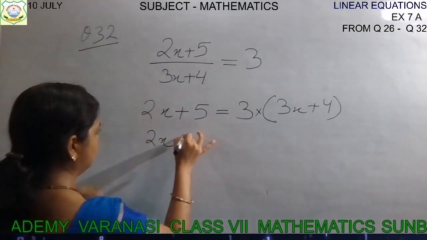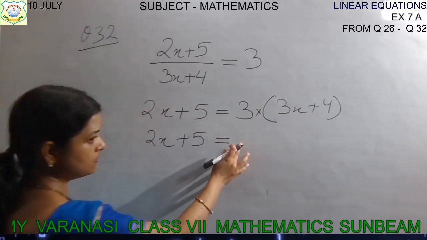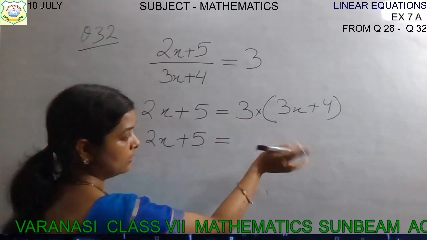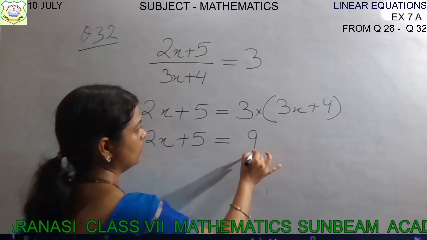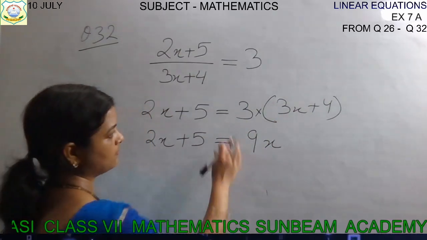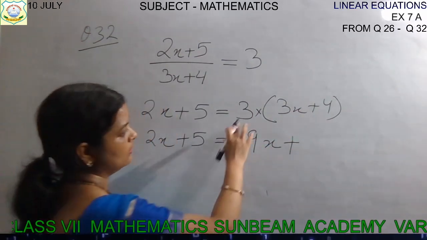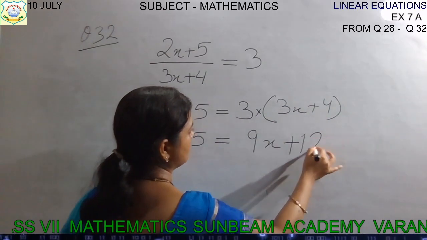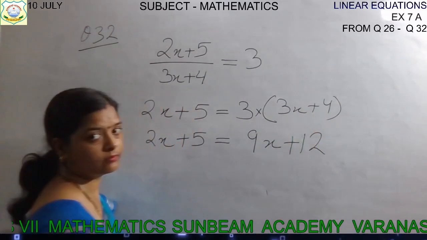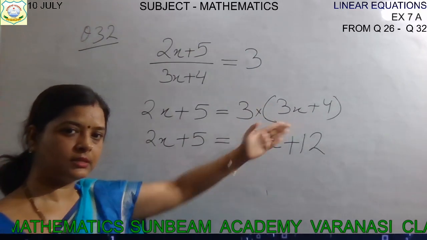2x plus 5 is equal to, plus will come, positive sign, then number 3, 3 nines are 9, and x. Okay. Next step, plus, plus, and 3 fours are 12. 3 fours are 12. This is the simplification after this bracket.